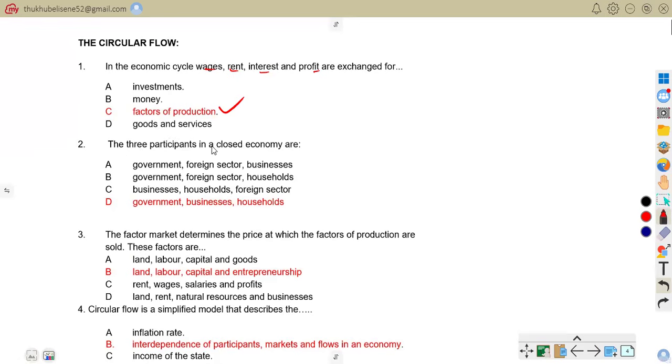Number 2, the 3 participants in a closed economy are government, foreign sector, business; government, foreign sector, household; business, households, foreign sector. The correct answer is D, government, business, households. So in a closed economy, there is no foreign sector. So participants are household, business, and government. That's all.